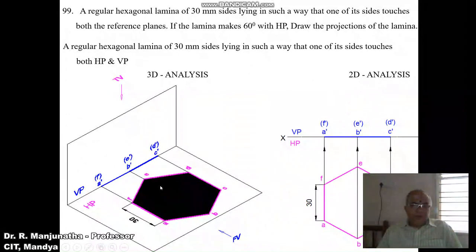When you look from the top view, A, B, C, D, E, F are all visible, and the shaded portion shows that it is a surface. So when you are doing the two-dimensional analysis here, the edge which is resting on HP has to be perpendicular to VP. That means AF and CD both are perpendicular to VP. So either we can rest on a dash f dash, or we can rest on c dash d dash.